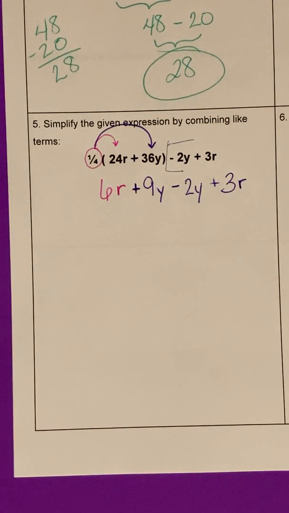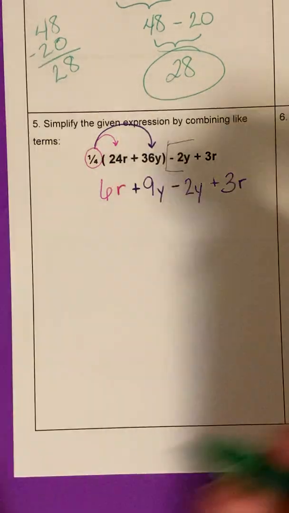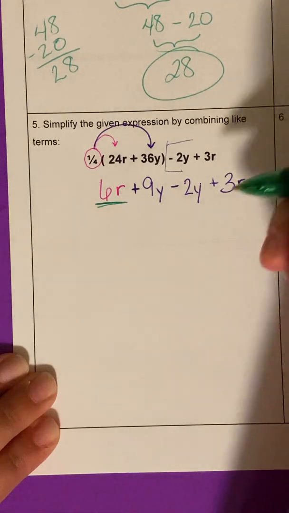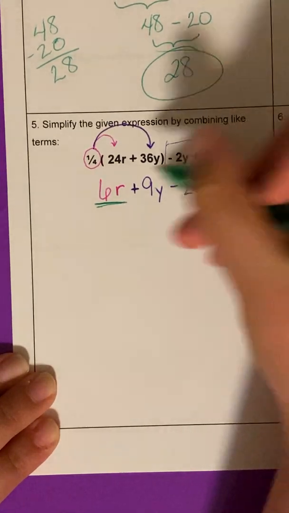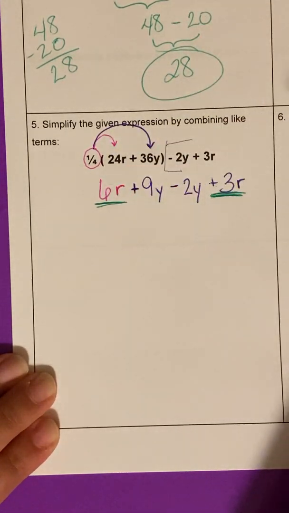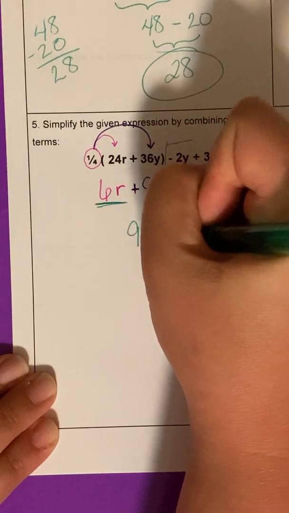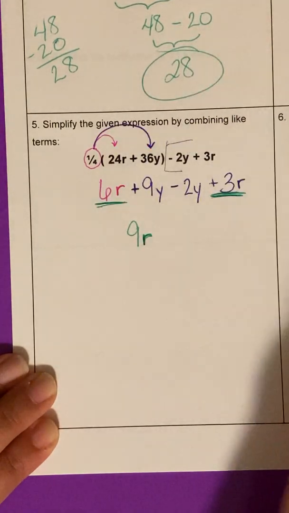Now, do we see anything that is alike? Do we have any other r's here? I have a 6r. Do we have any other r's? Yes, we do. We have a plus 3r. So 6 plus 3 is 9. 9r.